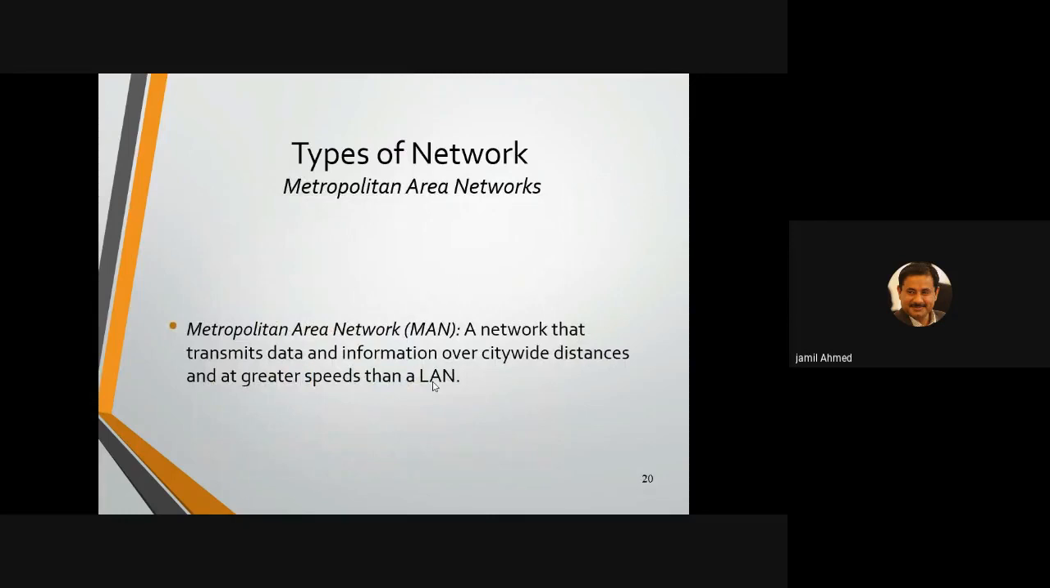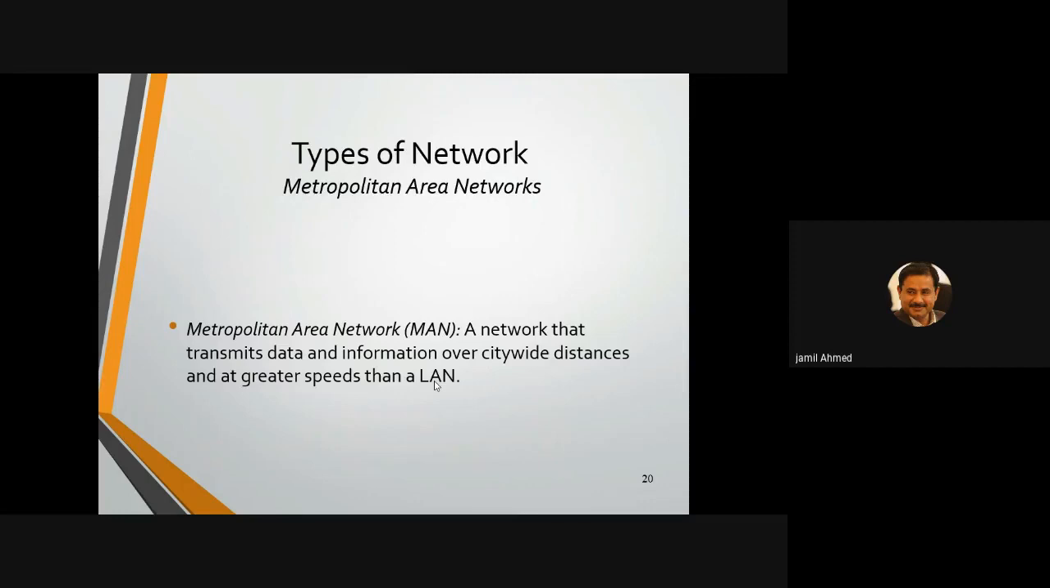Another type of network is the metropolitan area network, a network that transmits data and information over city-wide distances and at greater speeds than a LAN. Now, we can see that the metropolitan area network is being used in mobile communication. The routing service provides connection from one city to another city, meaning we have the tower range, and within that tower range routing is performed automatically, and we can transmit our data efficiently.